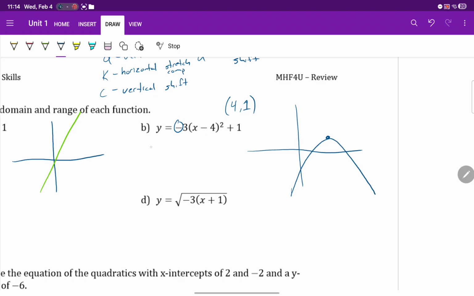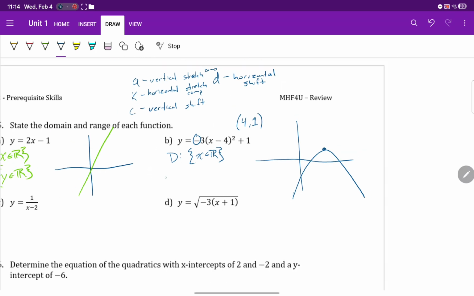If I want the domain and range here, the domain of this function is x as an element of all real numbers. This function goes forever and ever to the left, forever and ever to the right. There is no restriction on your x values. There is, however, a restriction on our range here.